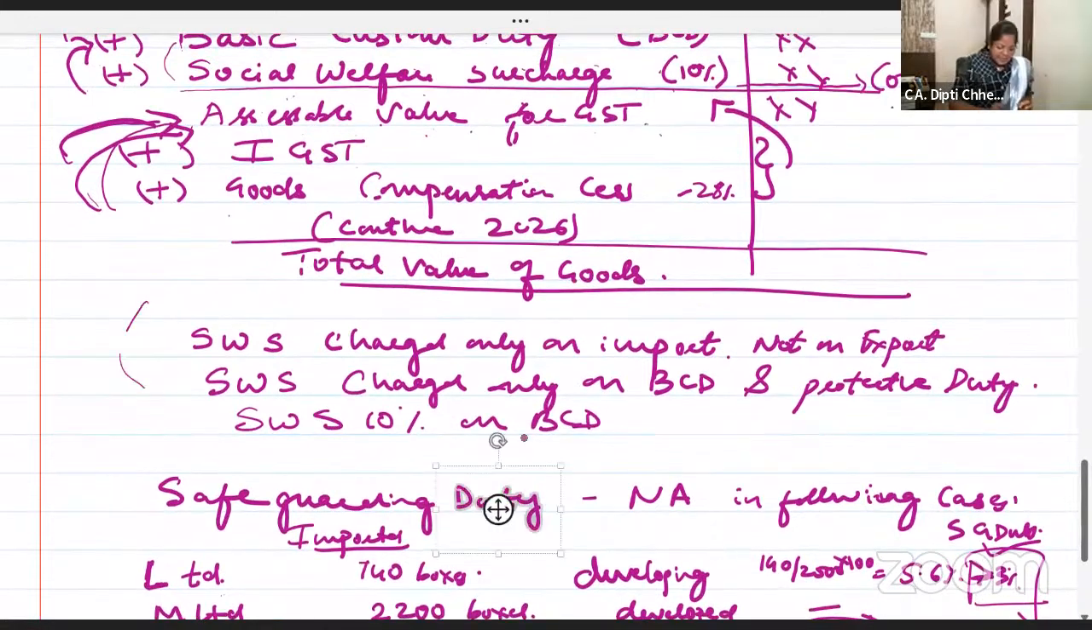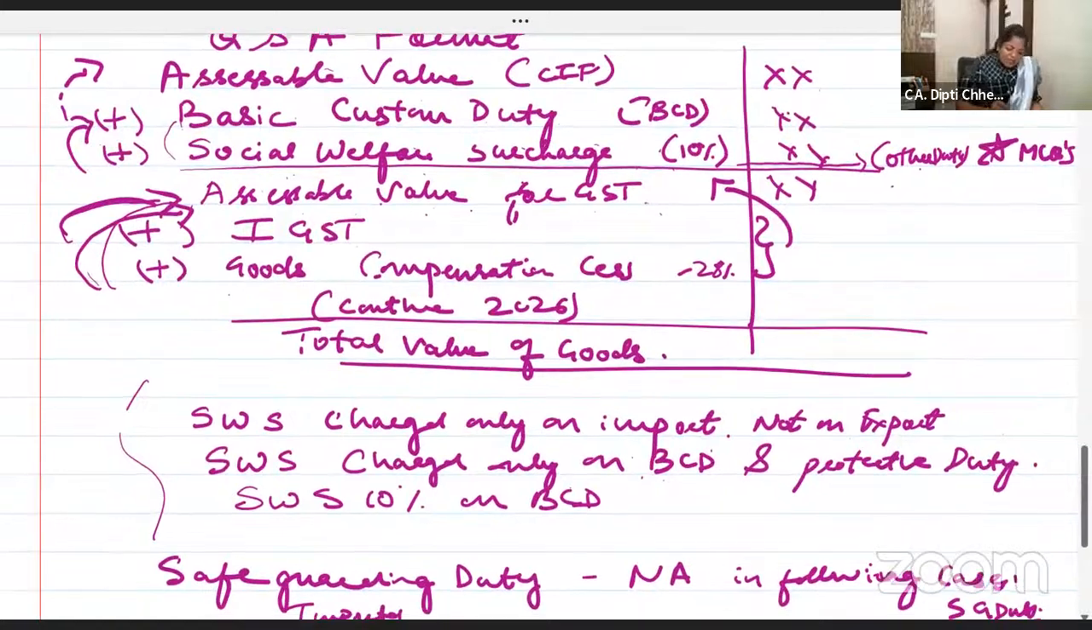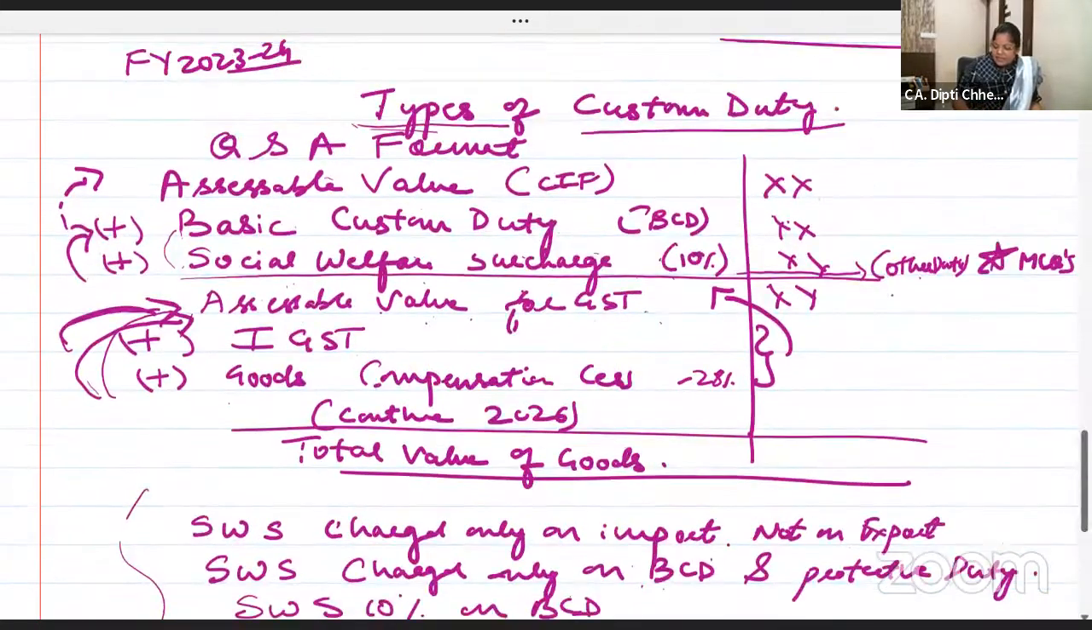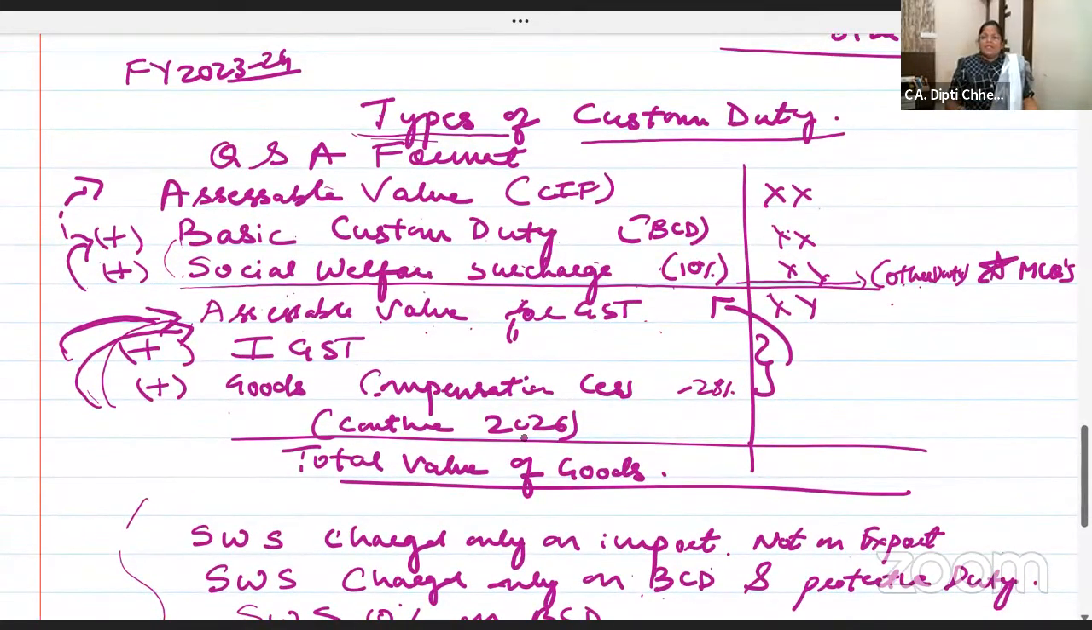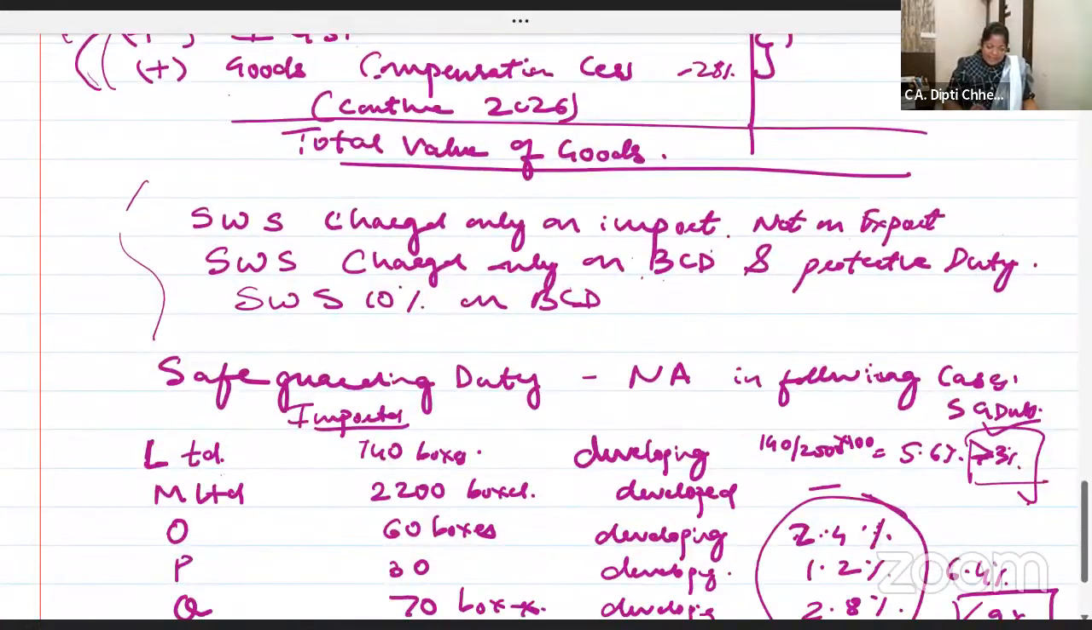For SWS, social welfare surcharge, I have given some points which they can ask you in MCQs. So let's revise again. See, social welfare surcharge is charged only on import, not on export. Social welfare surcharge is charged only on the basic custom duty and protective duties. That's why after charging social welfare, I have written here other duties. SWS will not be charged on other duties.